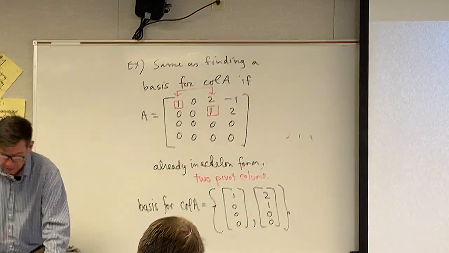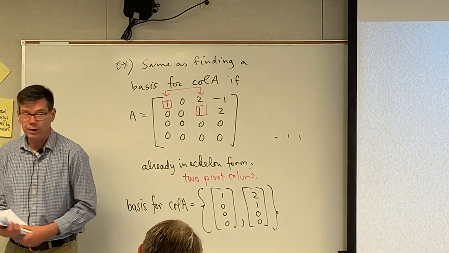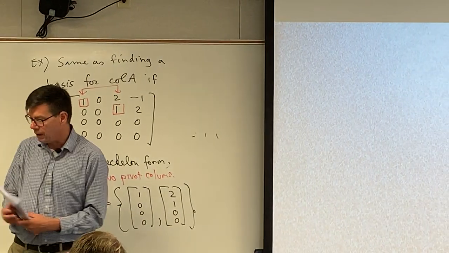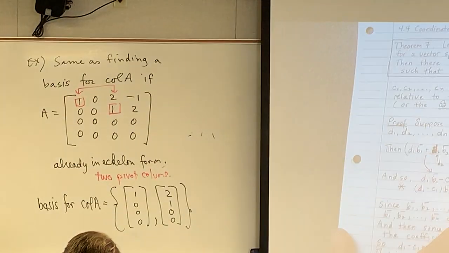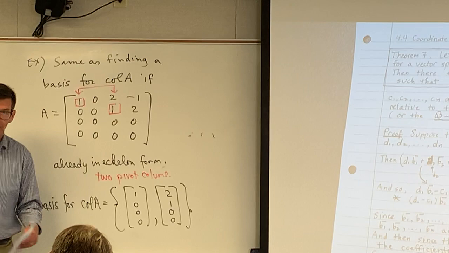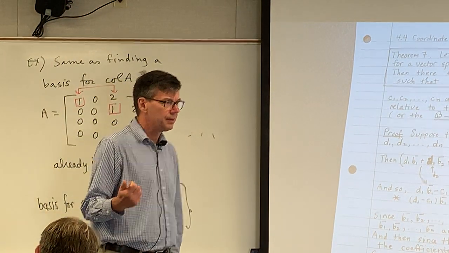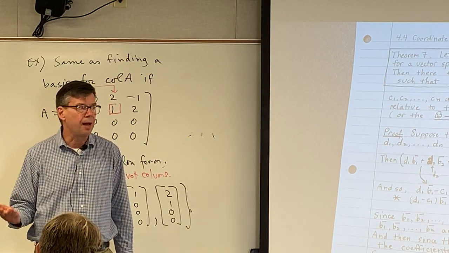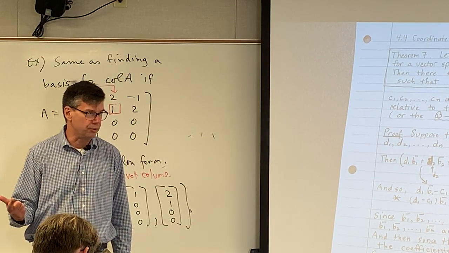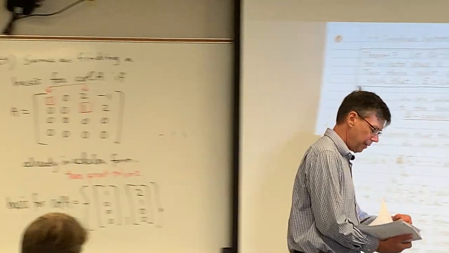We're going to move on to 4.4. So the goal of what we just did was 2 things you guys got to know how to do: find a basis for the null space of a matrix and find a basis for the column space of a matrix. All right, and now we're going to talk about 4.4.